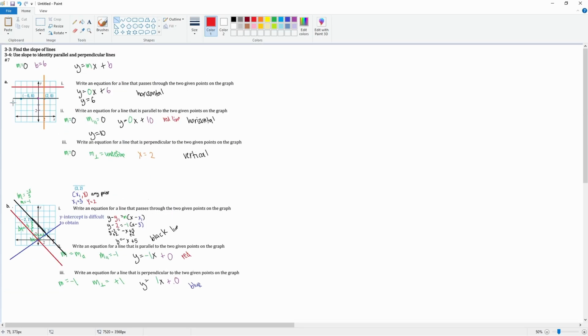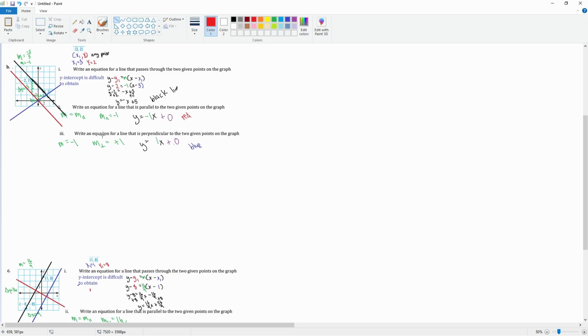Part A was easy because you can just find it using y equals mx plus b. But please understand, B and C required you to use the point slope form because you couldn't get the y-intercept very easily.